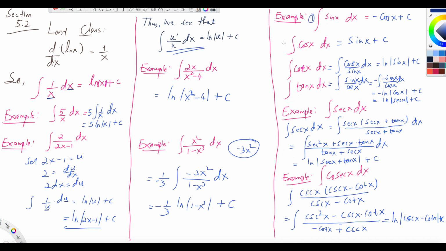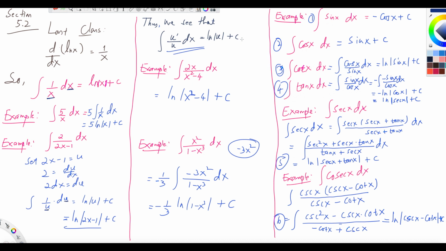This is formula number 1, formula number 2, formula number 3, formula number 4, formula number 5, and then formula number 6, right? So we learned how to find the integral of the 6 trig functions, okay? And also we learned another formula here, which is if there is a function in the denominator whose derivative is in the numerator, then the integral will be natural log of the denominator function plus c.